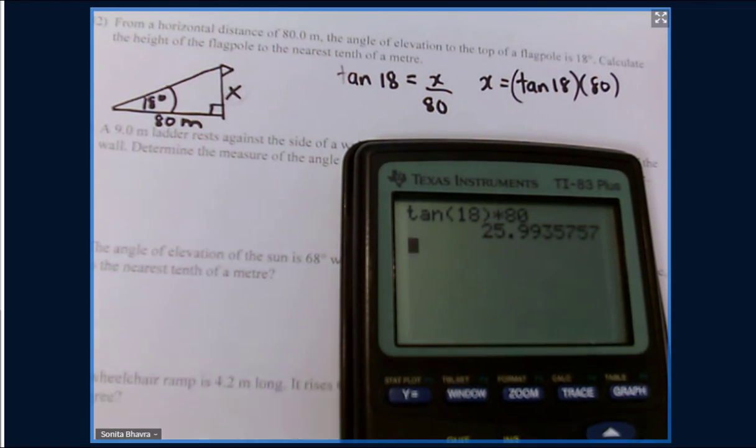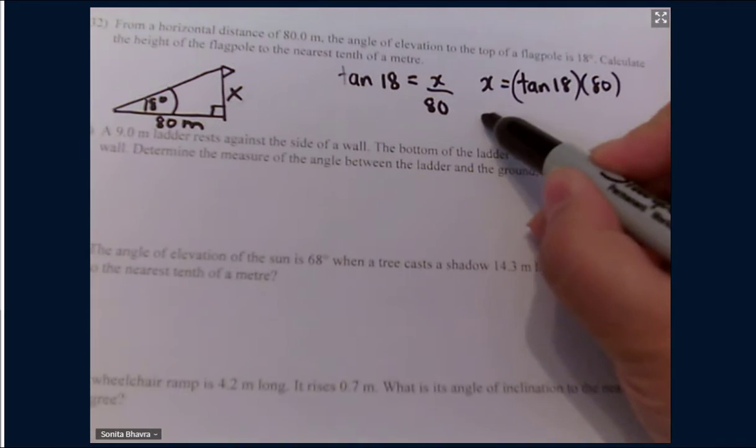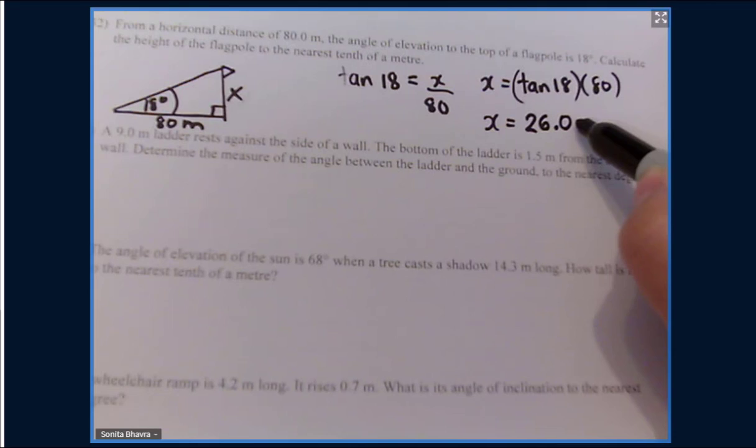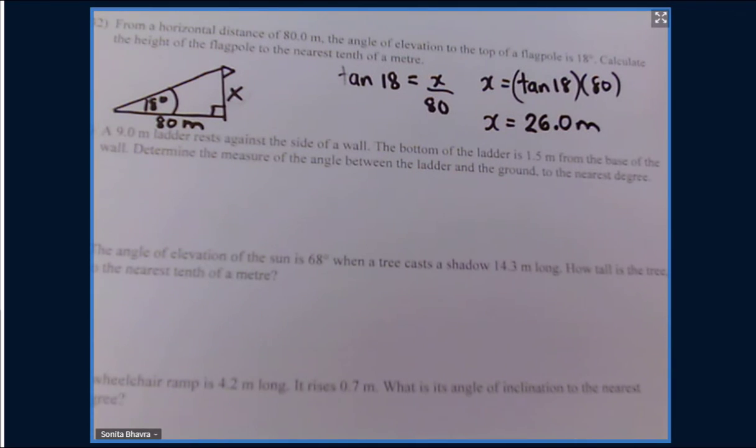Tan of 18 times 80, and we get 25.99. To the nearest tenth of a meter, it's going to have to round up to 26.0. So x is equal to 26.0, and it's in meters. So that means the height of the flagpole is 26.0 meters.